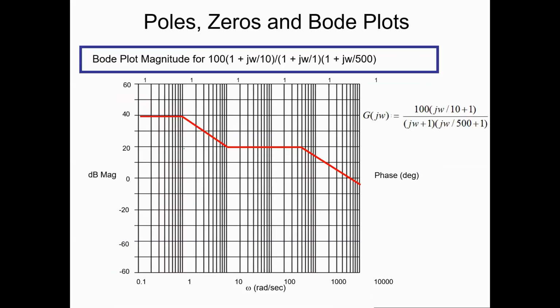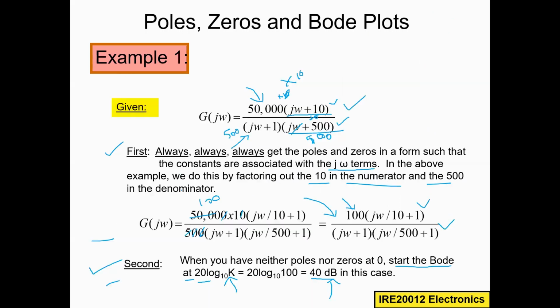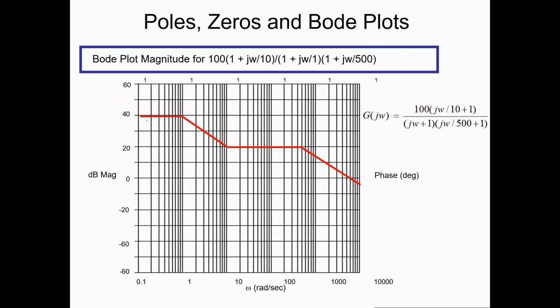Now if you really plot the graph, it will look like this. Here we are starting at 40 dB. Remember, we calculate the starting point, and the starting point is 40 dB in this case. So we are starting from 40 dB in the first part of the graph. Then it is 0, then minus 20 dB per decade, then flat again at 0, and then minus 20 dB per decade. This is how we plot the graph using Bode.